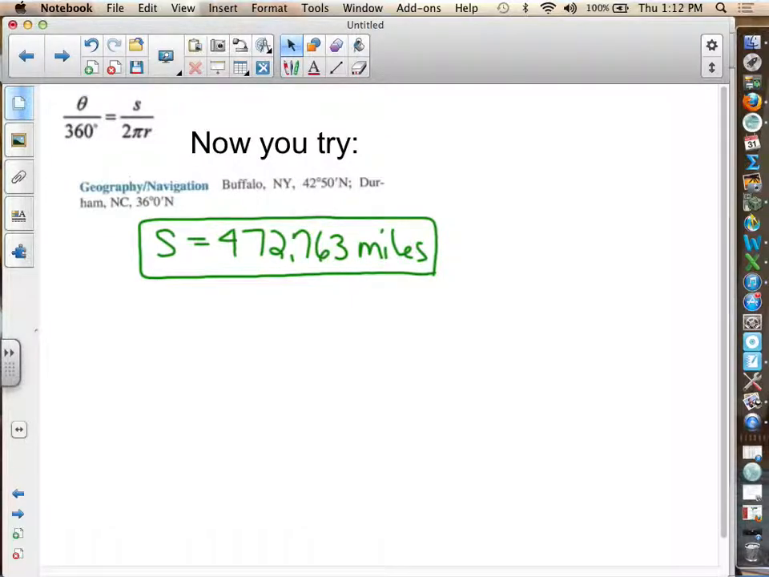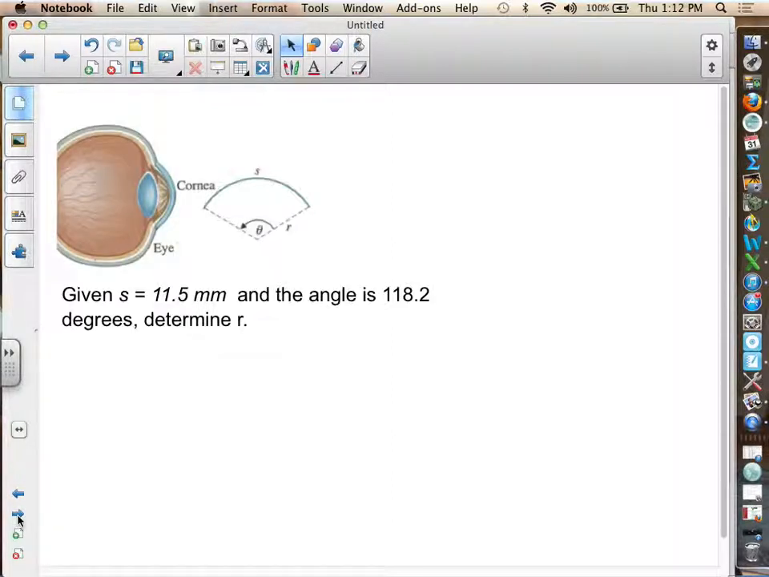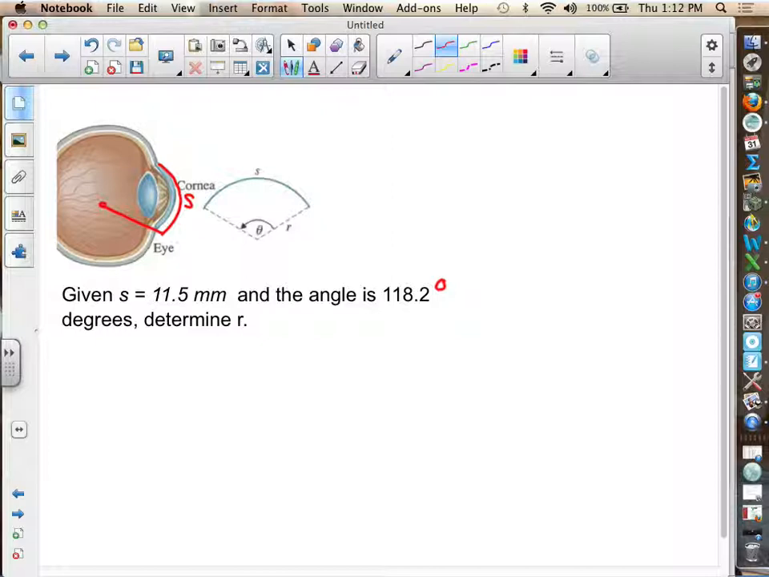Plugging that one in. And then let's look at one more type of problem here. So this is kind of creepy. You have the eyeball, and they want to know the radius from the center of your eyeball out to the cornea. They're saying the length of the cornea is really like your S, the arc length. So they gave us the length of the cornea. The length of the arc is 11.5. The angle is 118.2 degrees. I wrote degrees out because I didn't have that symbol there.